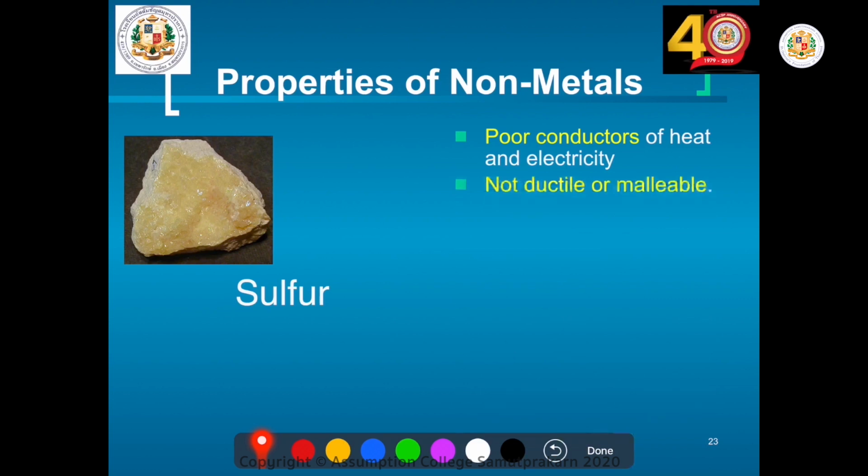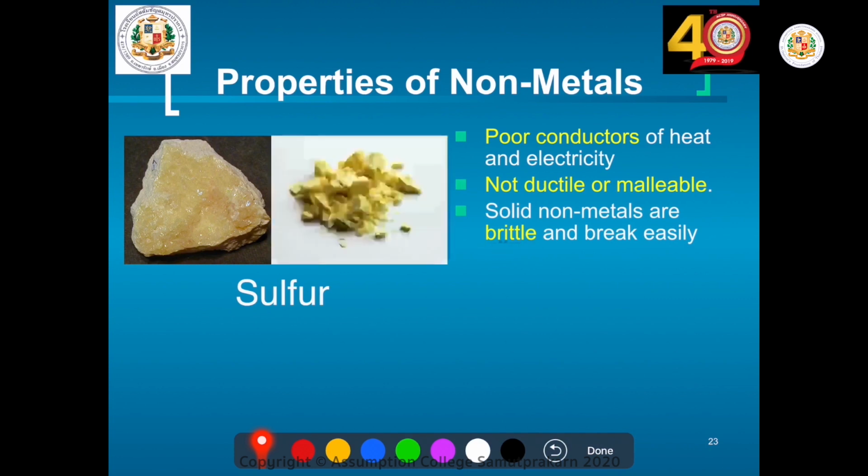Next, they are not ductile and malleable, so they cannot be stretched into thin wires or pounded into thin sheets because non-metals are brittle. They are brittle. That means they easily break into small pieces or they can be powdered. So look at this. This is sulfur. As you can see, sulfur can be broken down into smaller pieces. Okay?